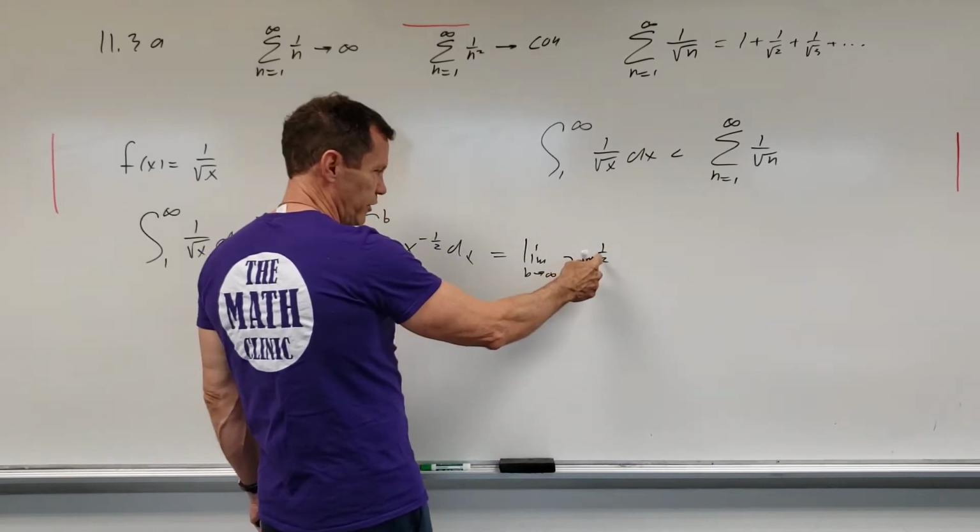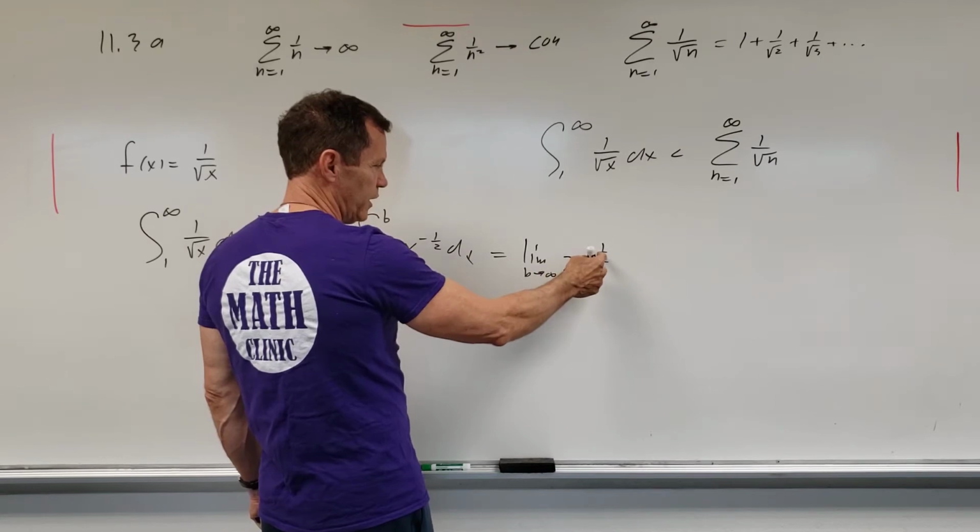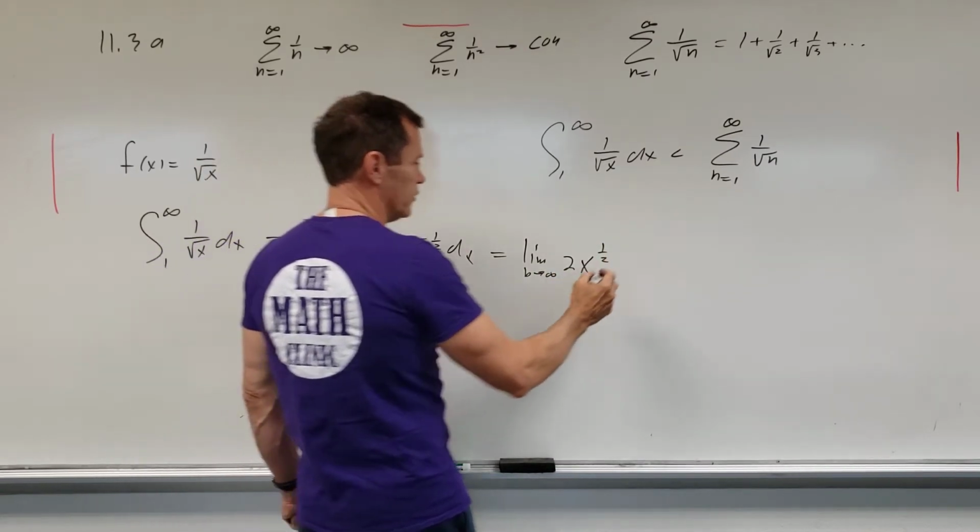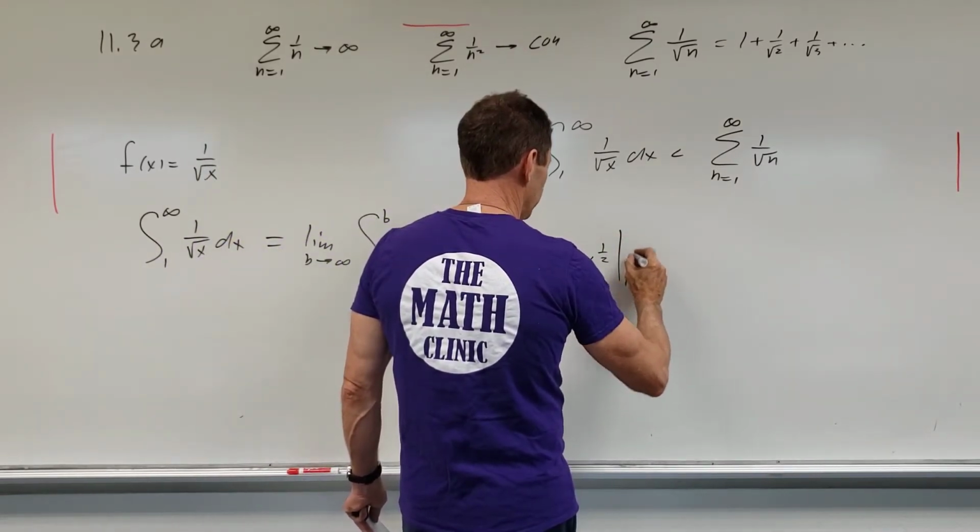Make sure it's right. Take the derivative of this, multiply that times that, and it turns into a 1. And that's going to be negative 1/2. That's what we got, so that's what we want. We evaluate this from 1 to b.